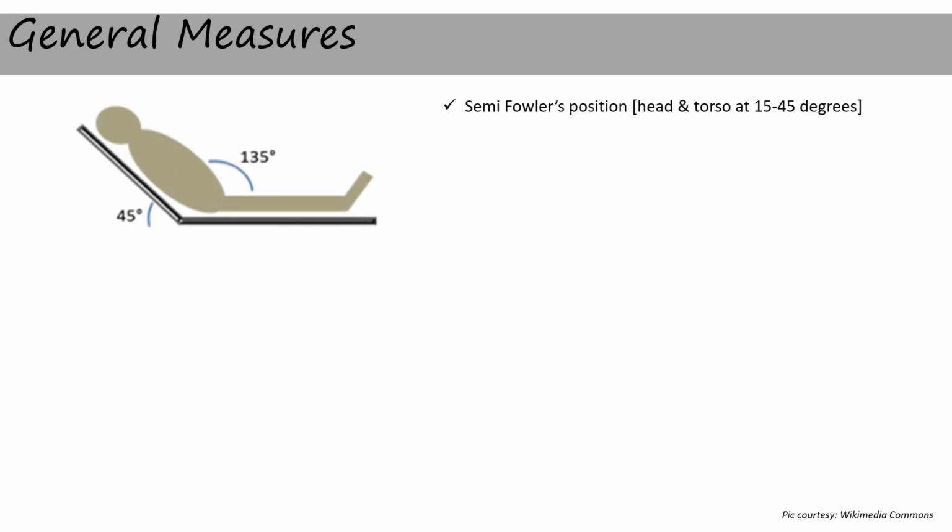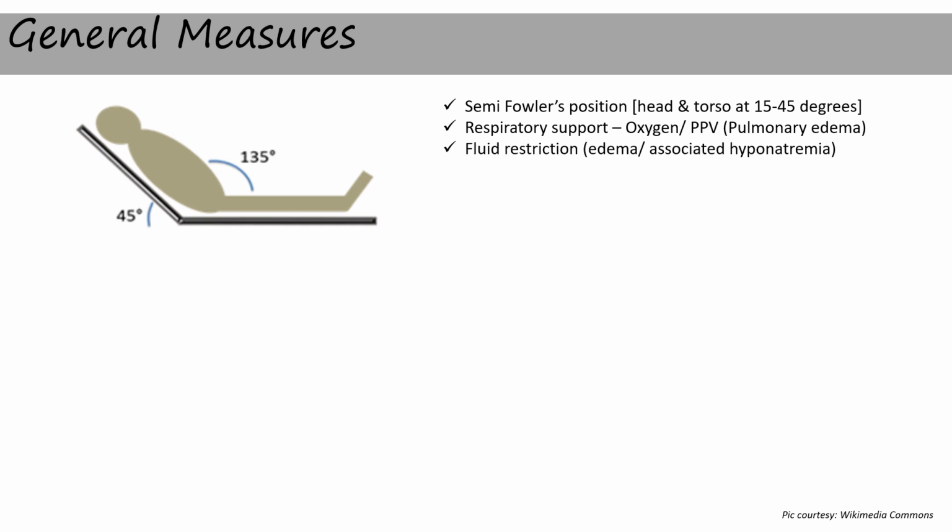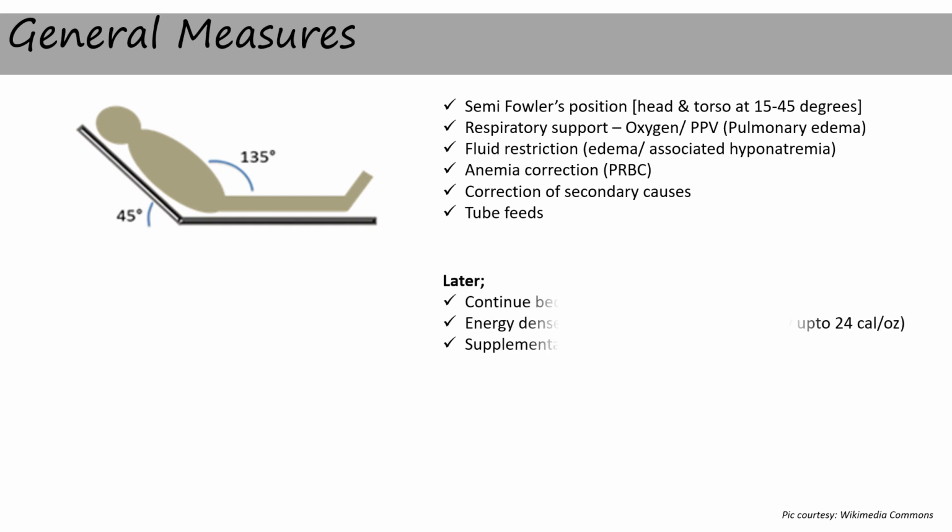As far as general measures are concerned, the first and foremost important thing is that you must place the patient in semi-Fowler's position, that is, the head and torso at 15 to 45 degrees. Provide respiratory support in the form of oxygen and positive pressure ventilation in patients with pulmonary edema. Fluid restriction in patients with edema and associated hyponatremia. Anemia correction with PRBC. Correction of secondary causes, which I shall be discussing in a subsequent scene. And tube feeds should be started as soon as the patient becomes hemodynamically stable.